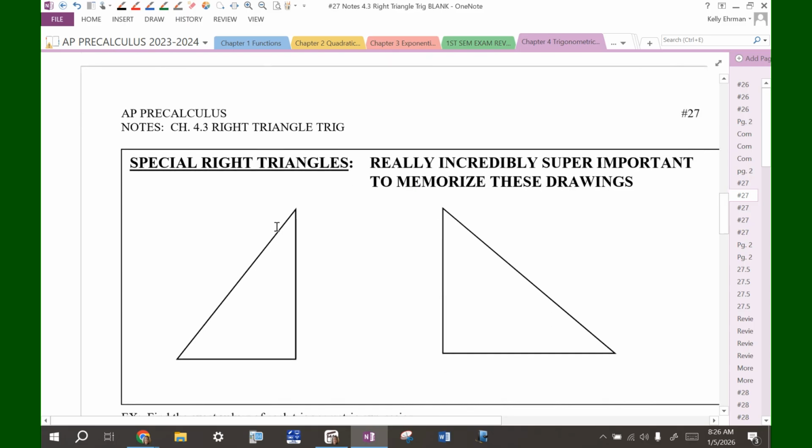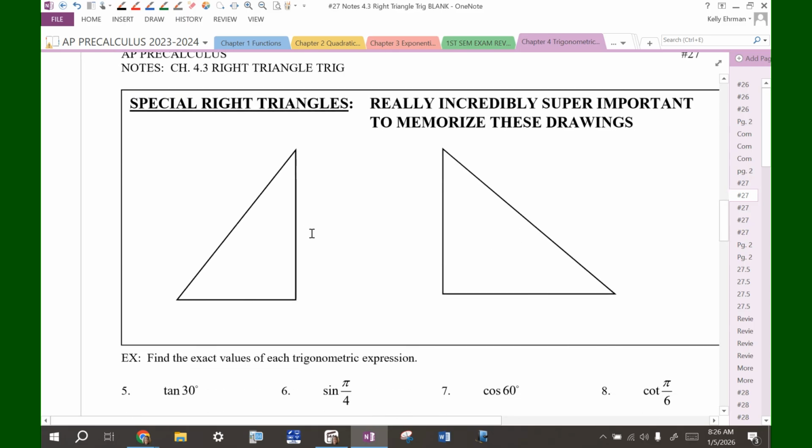Okay, special right triangles. This is also something that you learned back in geometry. They're incredibly super important to memorize these drawings because in the next day or so, we're going to be learning unit circle trig, and all of the non-calculator trig that we do this quarter basically is going to involve these special right triangles. So you have to know. Everything is based off of these. You have to memorize these. So let's start with the one that's not isosceles, so this one.